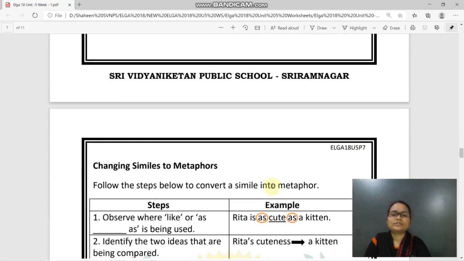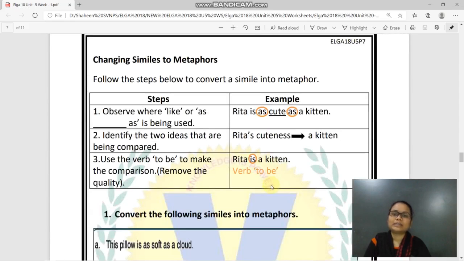Now let's move towards the next, changing similes to metaphors. So here we have a few steps, children. So let us go through that. Follow the steps below to convert a simile into a metaphor. So we have steps here. Let us go through it, and we have an example. Simultaneously we'll go with the example and steps. Step 1. Observe where like or as dash as is used. You are supposed to observe it, children.